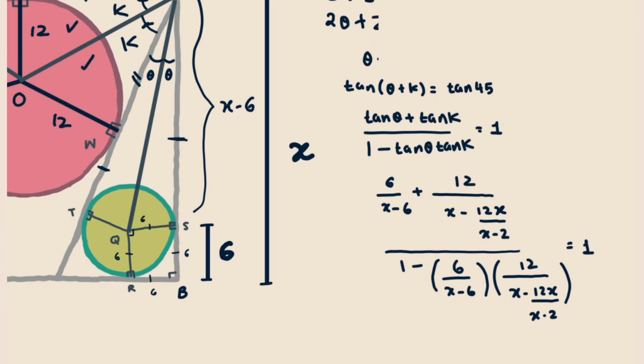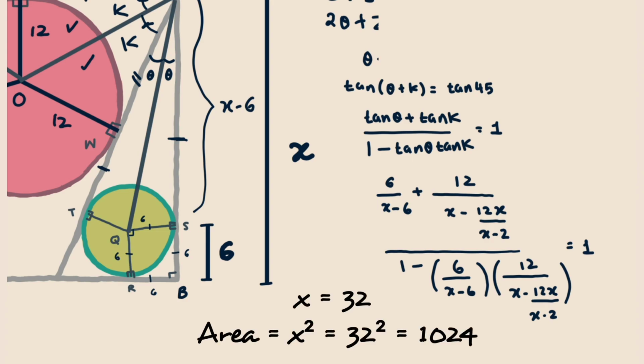And when you simplify this particular equation, you will get a simple quadratic equation, nothing harder will be there. You will get the value of x as equal to 32, and what we have to find is the area of the square. Therefore area of the square equals x squared, and it would equal 1024, and that's the answer that we were looking for.